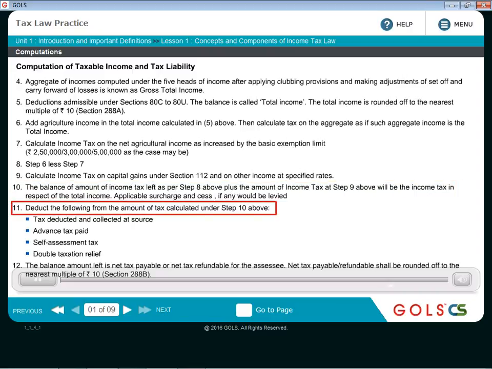Now the next very important point is that this tax will be required to be paid by the person to the tax authorities. This tax collection is made in different ways. One of the ways is tax deduction and collection, that is TDS and TCS. Second is advance payment of taxes. Third is self-assessment tax, that is tax determined by the assessee himself at the end of the year. And double taxation relief. That means in certain cases when the person has income in two different countries and such foreign income is charged to tax twice, then the assessee is eligible for double taxation relief.